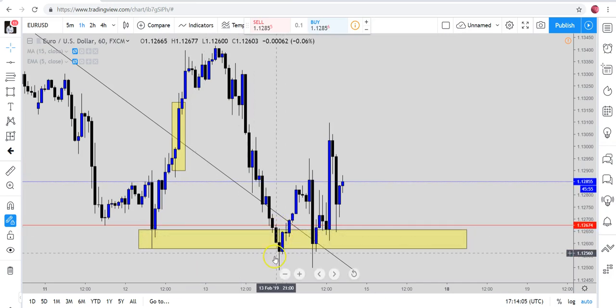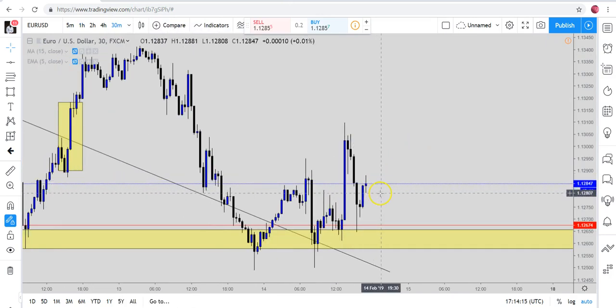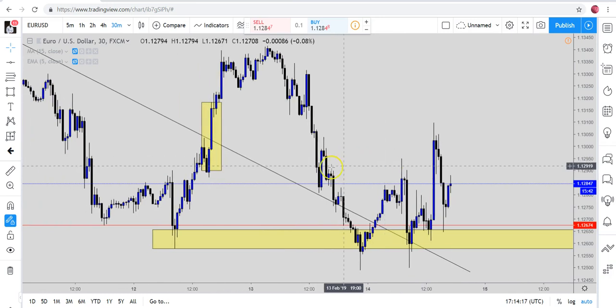You could have bought here with the rejection towards the low here. You could have bought here. If I break it down into the 30-minute, which is where I catch most of my entries, 30, 15 minutes, stuff like that, you could have caught an entry as low as in here based off this zone.